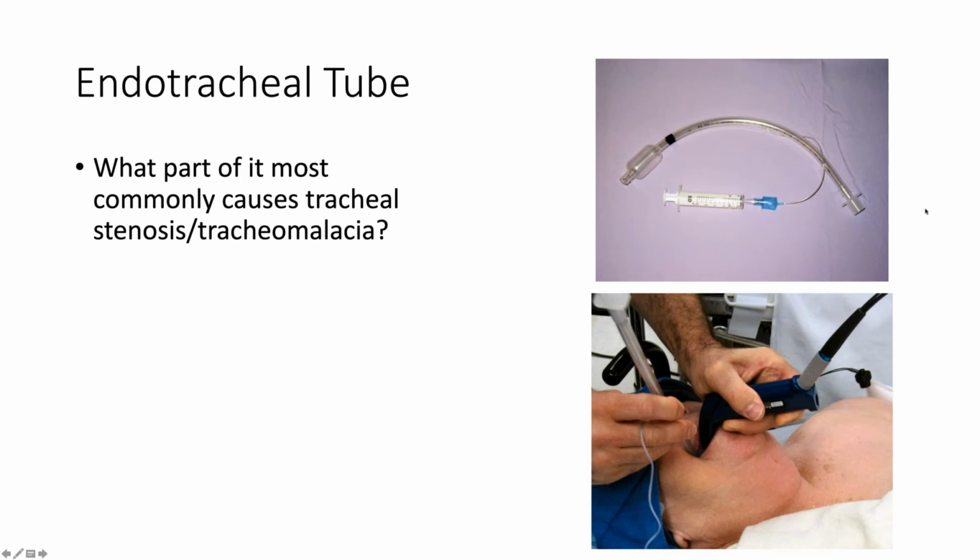Great. So this is an endotracheal tube. Brandon, which part of the endotracheal tube most commonly causes tracheal stenosis or tracheomalacia? Would it be the bulb? What's the bulb? Like at the tip of the screen? Yeah, where your arrow is pointed. Yeah, exactly. We call it the balloon or the cuff. So this is a cuffed endotracheal tube, right? And so why is there a cuff?